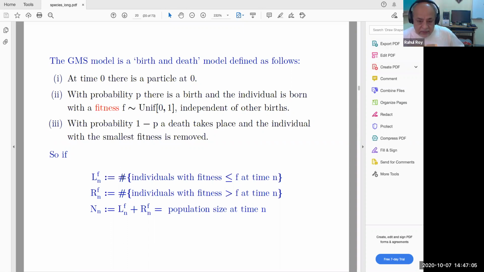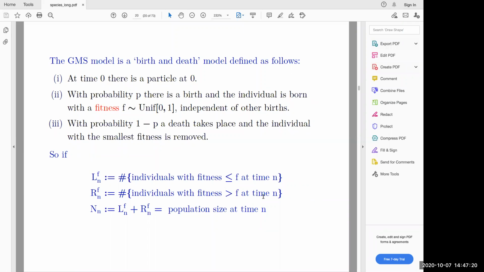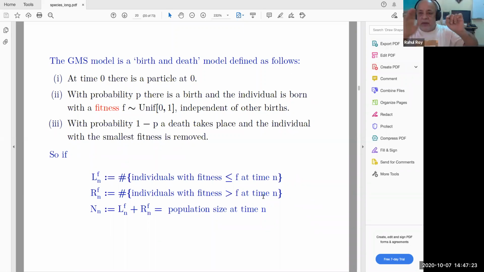Okay, so let us study. You get a simple Markov chain out of this. If Ln(f) is the number of individuals with fitness less than or equal to f at time n, and Rn(f) is the number of individuals with fitness bigger than f at time n. Remember, we are just looking at the fitness as a line between 0 and 1, and we are counting the number of individuals to the left of f, which is Ln, and more than f, which is Rn, so that the sum Nn is the population size at time n.